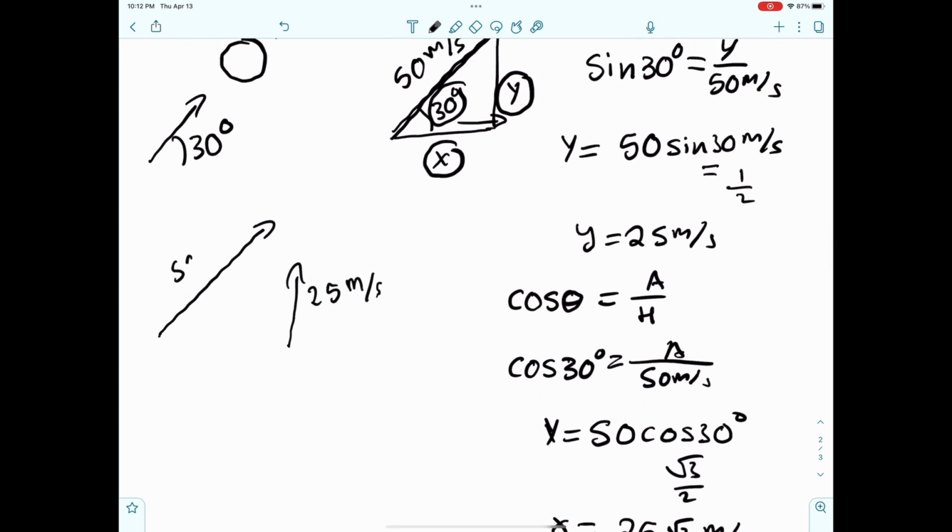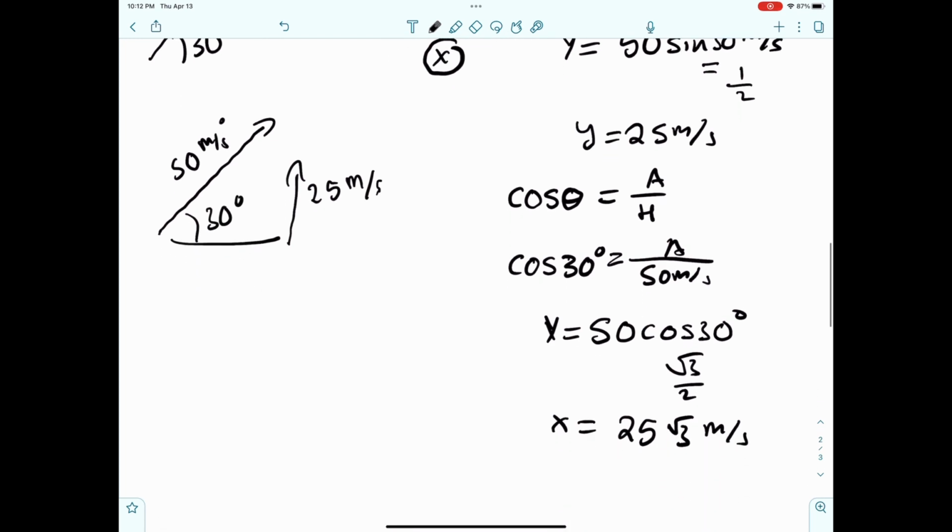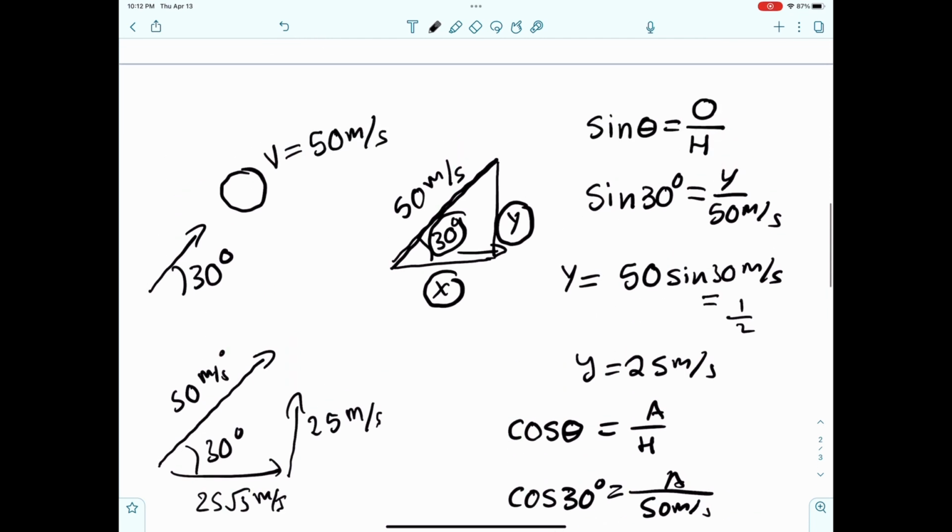So this object is moving at 50 meters per second at an angle of 30 degrees. At the same time, if we break this down, we have a component of 25 meters per second upwards and 25 root 3 meters per second to the right.